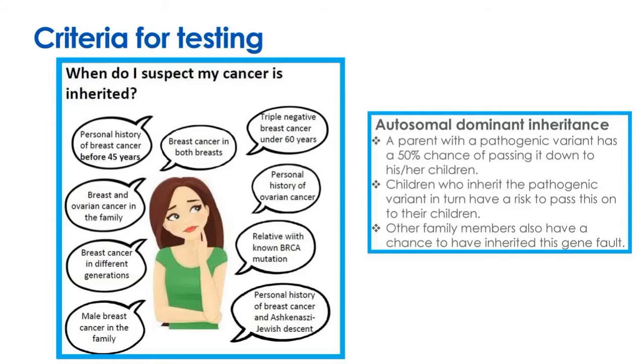We know that children who inherit this pathogenic variant in turn have a risk to pass this on to their children. And we know that other family members, such as siblings, uncles, and aunts, also have a chance to have inherited this gene fault or this pathogenic variant. We also know that even if we talk about breast cancer, the pathogenic variant can be passed on from either the paternal or the maternal side of the family.